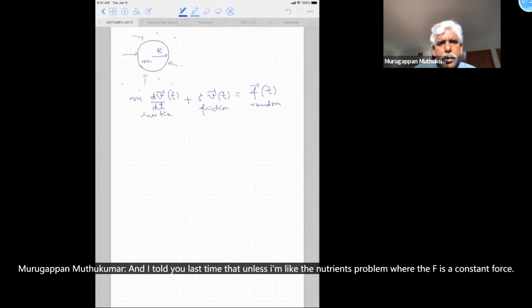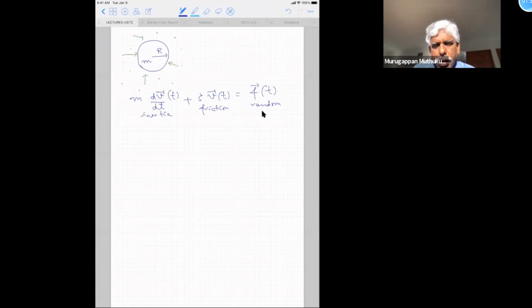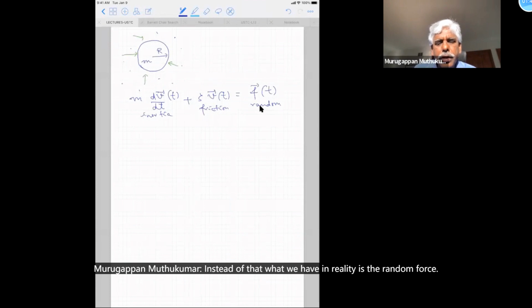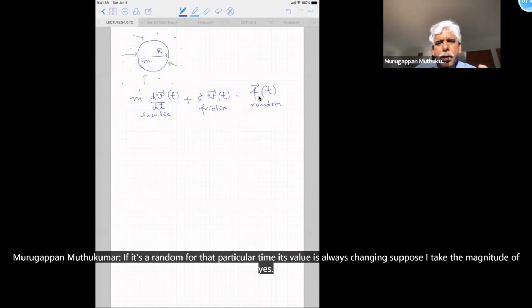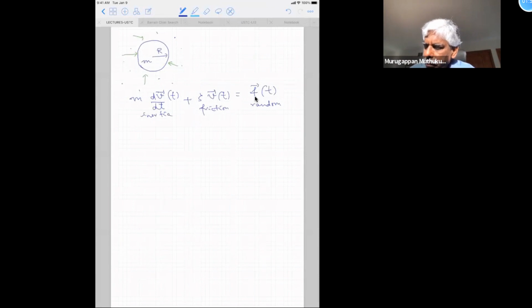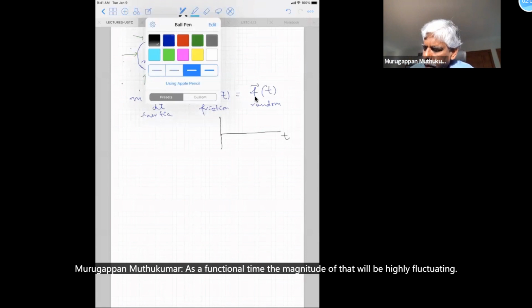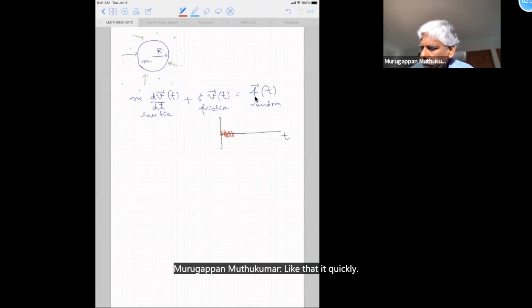And I told you last time that unlike Newton's problem, where this F is a constant force and therefore this equation is a deterministic equation, what we have in reality is a random force. If it's a random force, at a particular time its value is always changing. Suppose I take the magnitude of F as a function of time, the magnitude of that would be highly fluctuating, like that, very quickly, like that. This is F as a function of time.